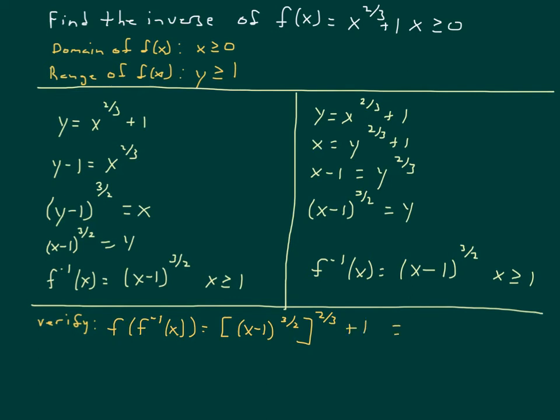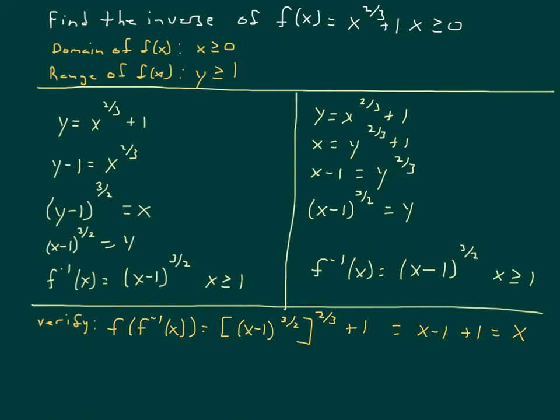Well, when I go through on this one, power to a power, I multiply the exponents. When I take 3 over 2 times 2 over 3, that is going to give me 1. And so I'm going to get x minus 1 plus 1, and that gives me x. So the first part of the verification is done. I know that F of F inverse of x does give me x.